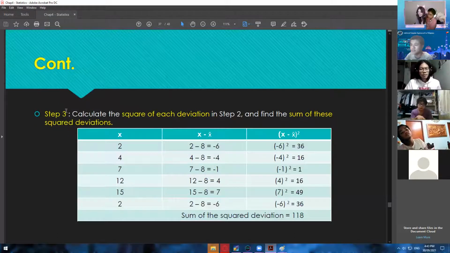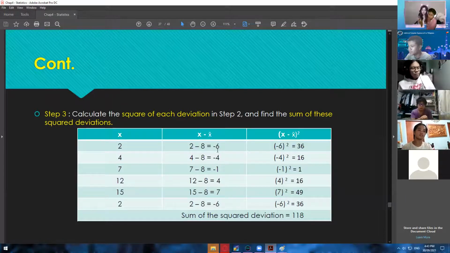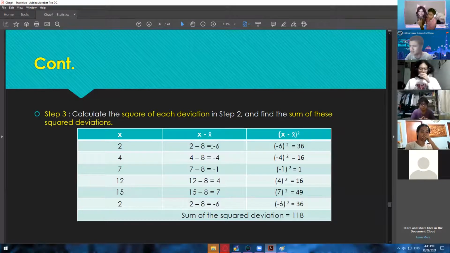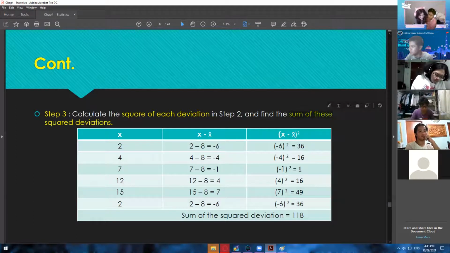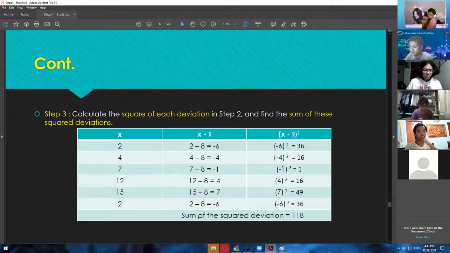All right, so the third step, calculate the square of each deviation in step number 2. So in here, just square this one. Negative 6 squared is 36. Negative 4 squared is 16. And so on and so forth. So all you need to do is square those values and then get the sum of those. Then we will get 113 as the sum of the squared deviations.